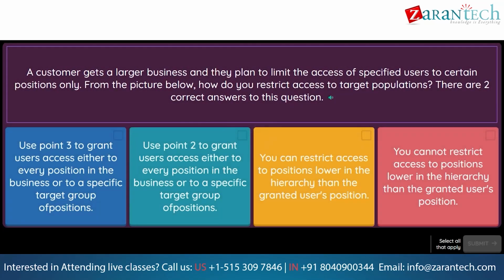Question: a customer gets a larger business and they plan to limit the access of specified users to certain positions only. From the picture below, how do you restrict access to target populations? There are two correct answers to this question. Option 1: use point 3 to grant users access either to every position in the business or to a specific target group of positions. Option 2: use point 2 to grant users access either to every position in the business or to a specific target group of positions.